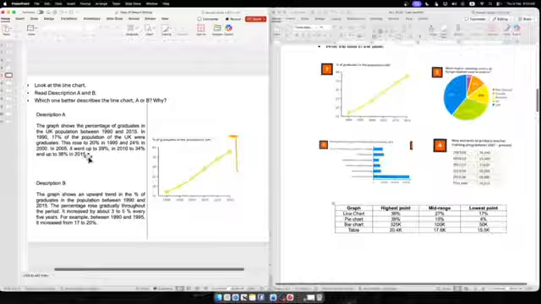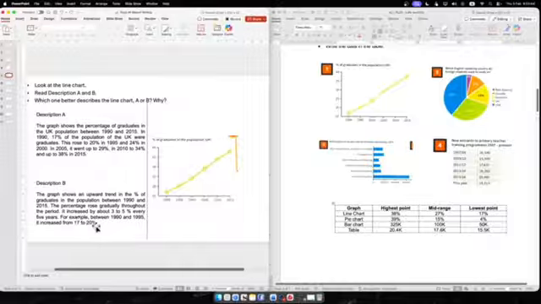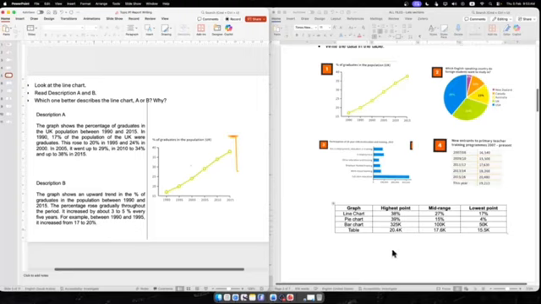But the purpose of the report is, of course, to understand the numbers here, okay? But also explain how they change in the graph, okay? So it's not about only telling the reader what the numbers are, but also it's about explaining. And this is what description B does. Let's take a look at B. The graph shows an upward trend in the percentage of graduates in the population between 1990 and 2015.